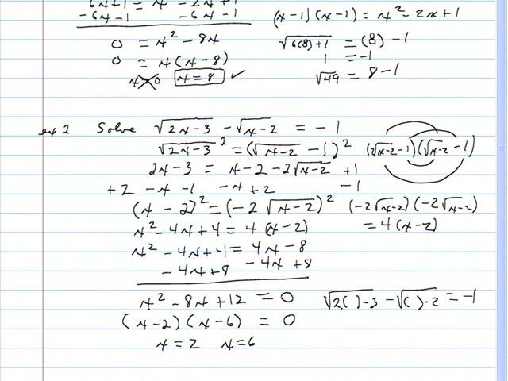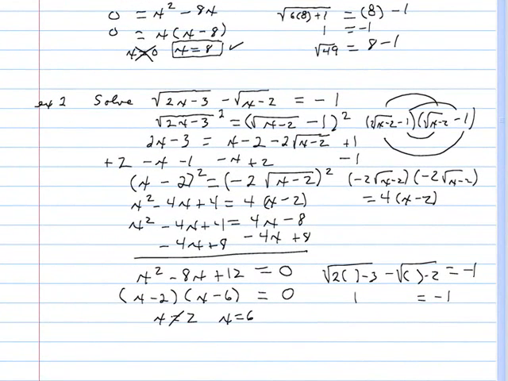If I put in the x equals 2, this is 4 minus 3, so that's the square root of 1, which is 1. If I put the 2 in here, I get the square root of 2 minus 2. Well, that's just 0, so I get 1 equals -1. Well, that's not true, so that's not a solution. Let's try x equals 6. I'll put the 6 in here and the 6 in here.